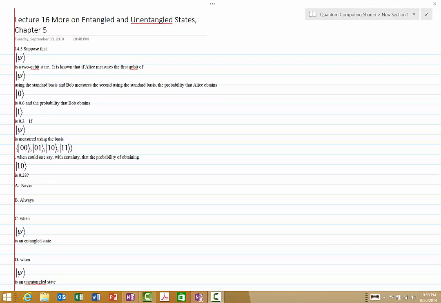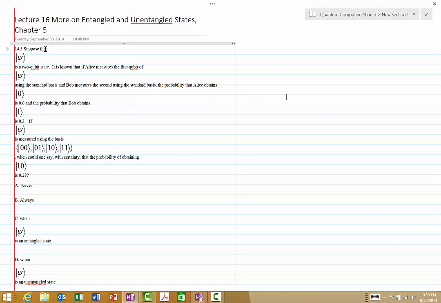Welcome to Lecture 16, in which we will talk even a little more about entangled and unentangled states, and we will also begin to discuss Chapter 5. Here I have pasted on the left-hand side of this page the problem that appeared at the end of Test 14. The format is not great here, but I think you can still follow what's going on.